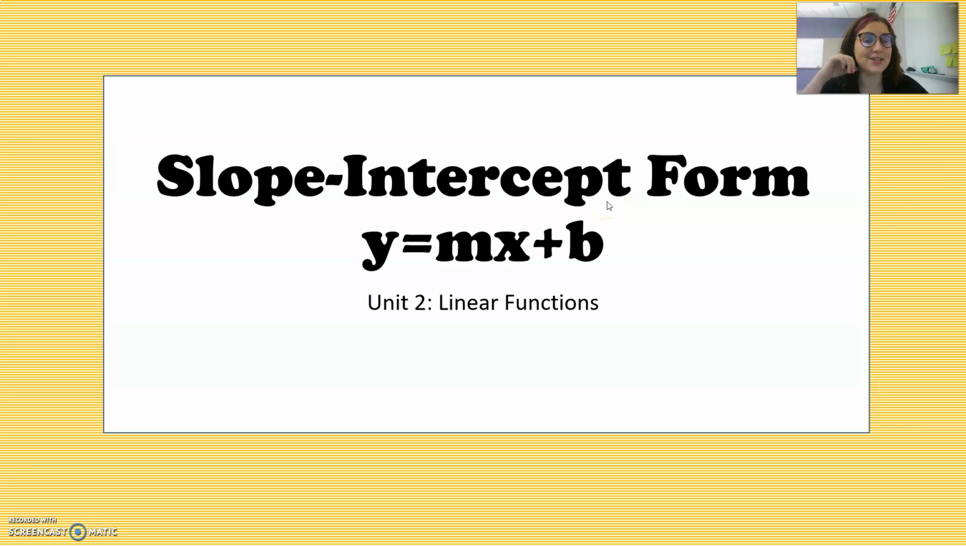Today we're doing slope-intercept form. This is something you will never forget. You will never forget slope-intercept form, I promise. All right, let's get started.